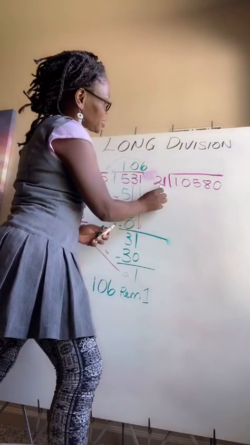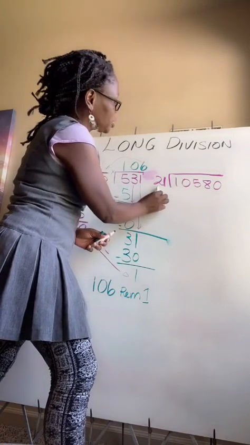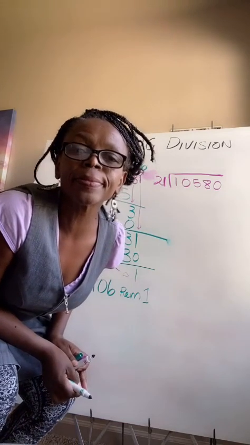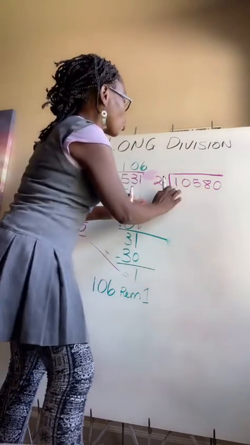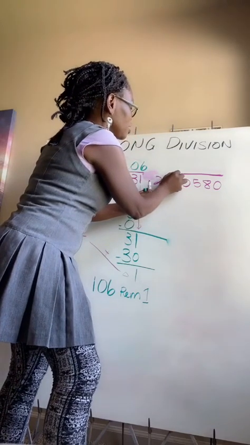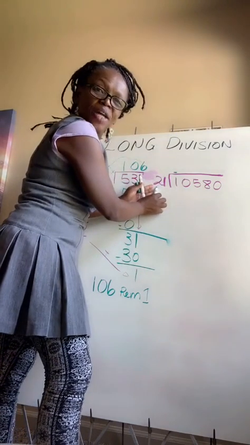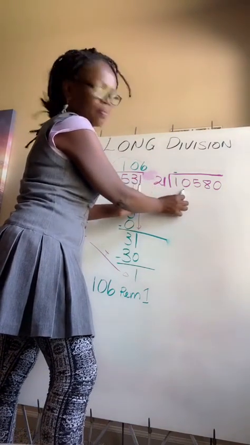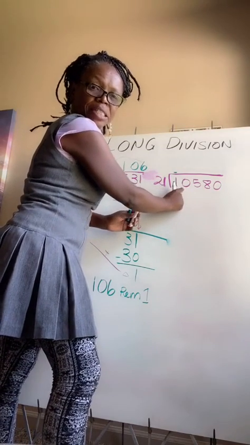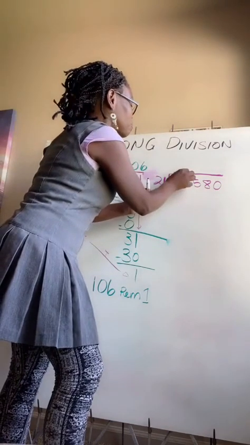How many times does 21 go into 1? It doesn't go. You can put 0 if you want, but it doesn't go. So we leave a little bit of space there. How many times does 21 go into 10? It doesn't go. We skip another space.